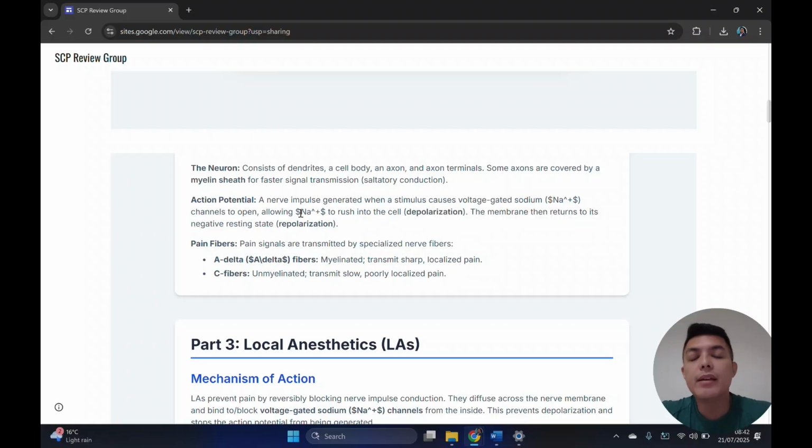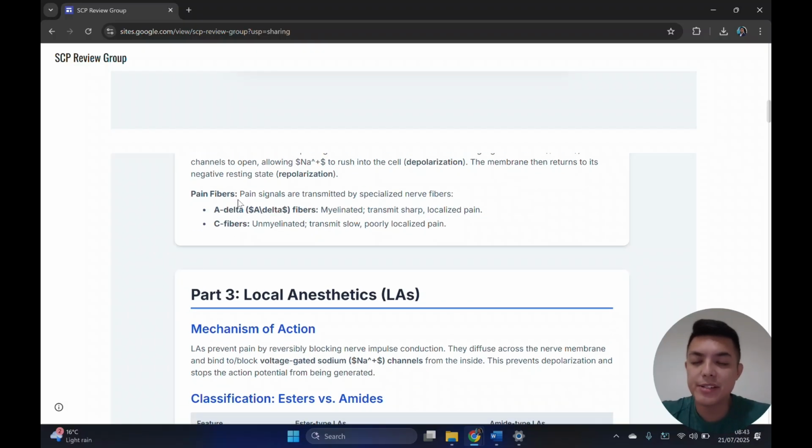It's when sodium ions rush into the cell, and the membrane then returns to its negative resting state, which is repolarization. Repolarization happens when the potassium channels open, because there's a sodium potassium pump, which we can discuss in more detail. The potassium rushes out, and the cell again goes to a more negative state, returning to its negative resting state, which is repolarization.